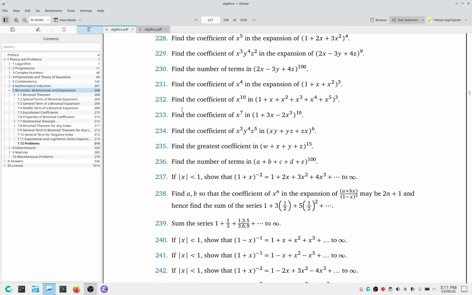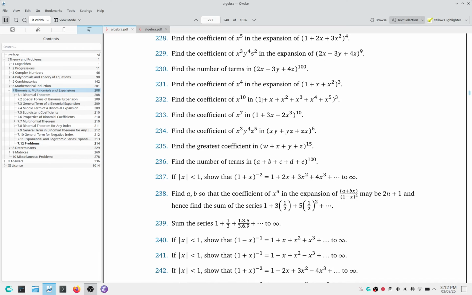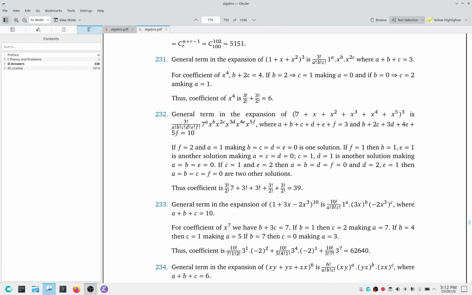Okay. Question 232 says: find the coefficient of x to the power 10 in (1 + x + x squared + x cubed + x to the power 4 + x to the power 5) whole to the power 3. So the general term is given by 3 factorial upon a factorial times b factorial times c factorial times d factorial times e factorial times f factorial, multiplied by this is 1, right? It is written as 7 here. Okay, we will take it as 7. So 7 to the power a. It doesn't matter whether it is 7 to the power a or 1 to the power a. The concept is important.